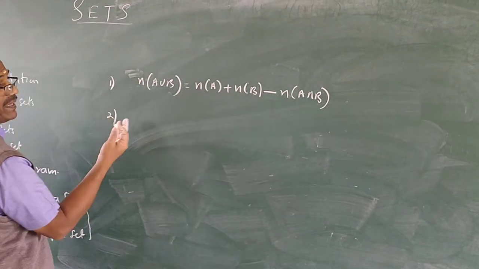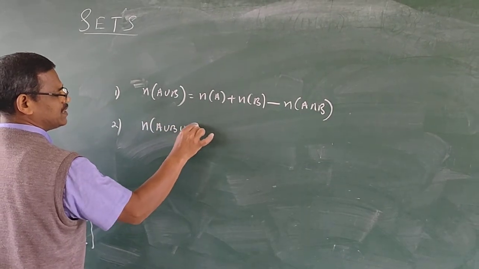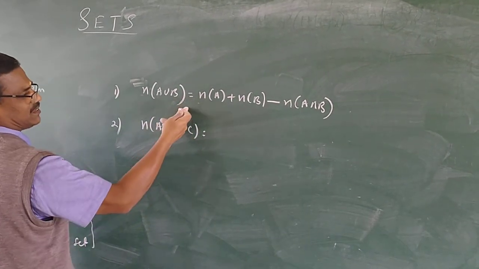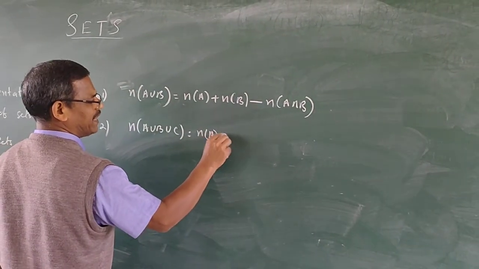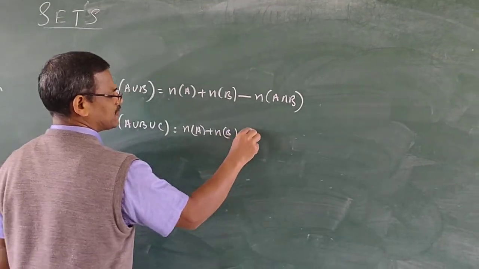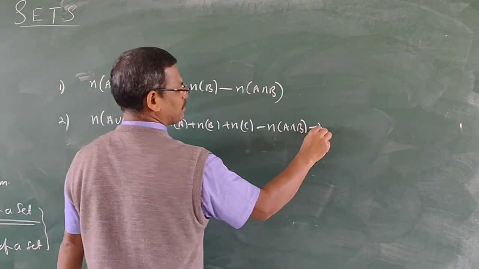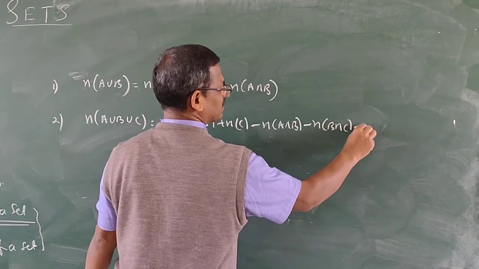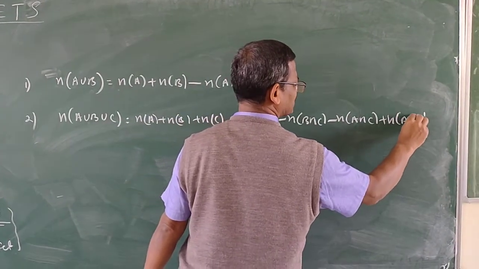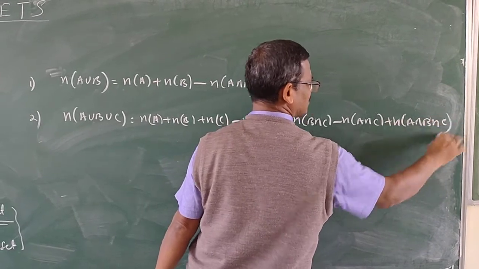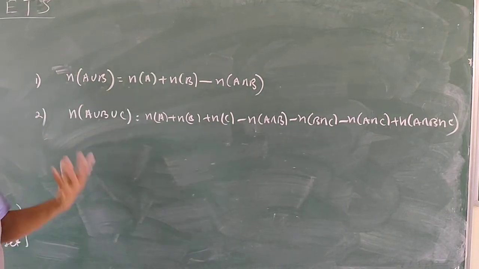And then if A, B, C are three sets, the number of elements in A union B union C can be obtained from the first result. Number of elements in A union B union C is equal to the number of elements in A plus the number of elements in B plus the number of elements in C minus the number of elements in A intersection B minus the number of elements in B intersection C minus the number of elements in A intersection C plus the number of elements in A intersection B intersection C.